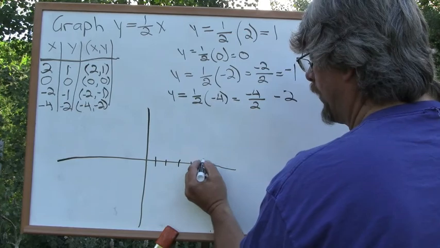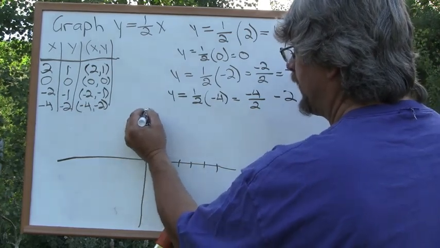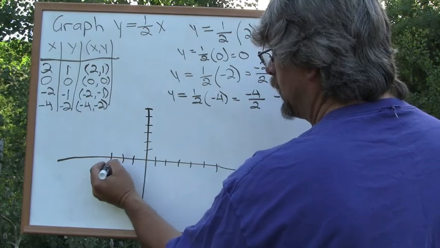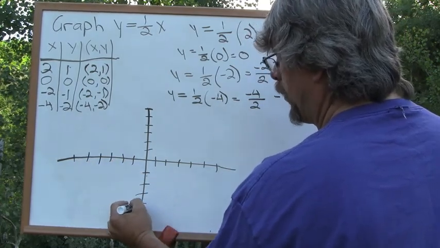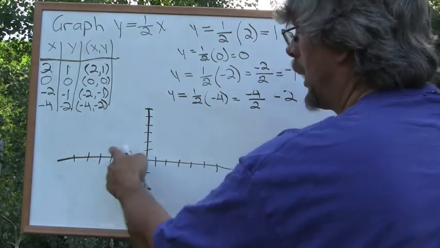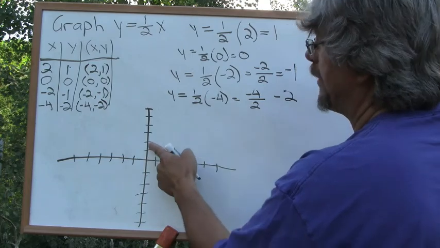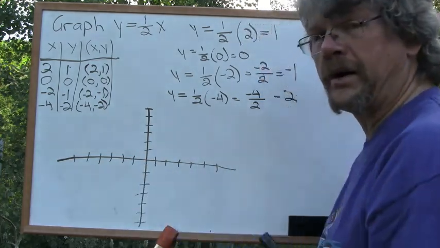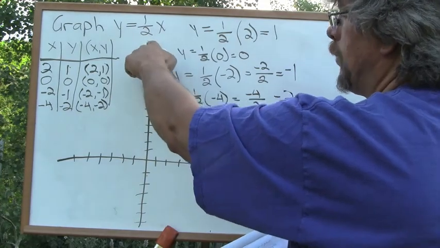You can label these positive 1, 2, 3, 4, 5, 6, and negative 1, 2, 3, 4, 5, 6 if you want. I'm going to leave it like that just to show you how to graph y equals 1/2 x.